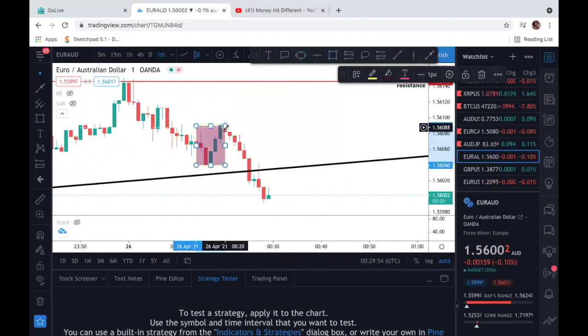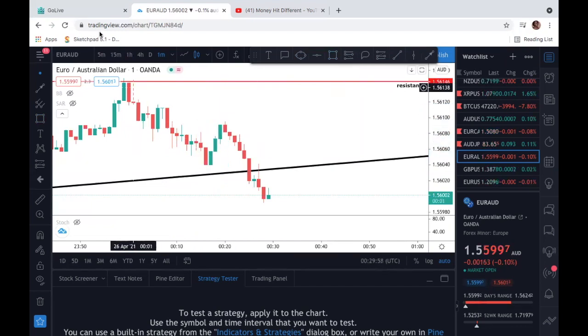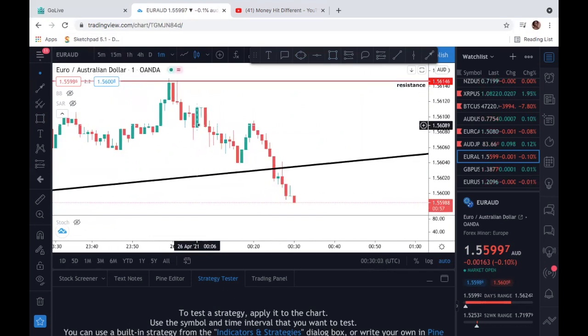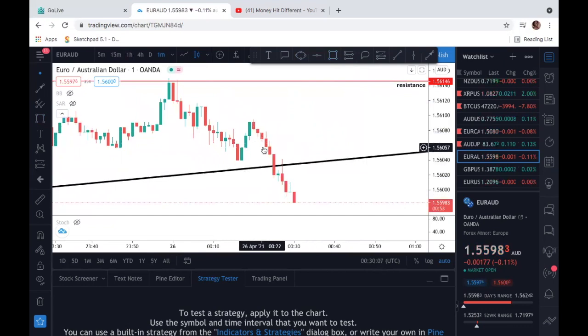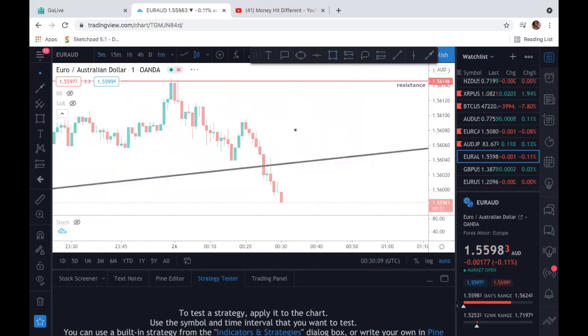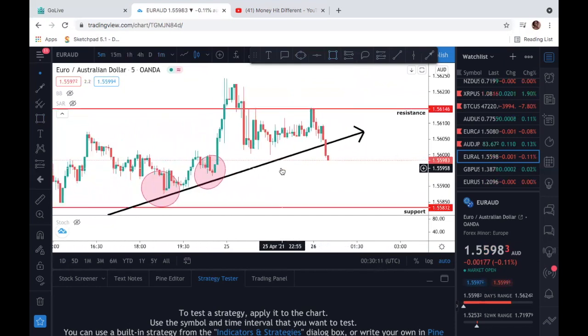Right, this pullback here. When that happens, you just prepare yourself to enter back. But what I do is I don't just drop right back in. I wait for a good entry and then I continue to go in. So it seems like it's gonna keep dropping.